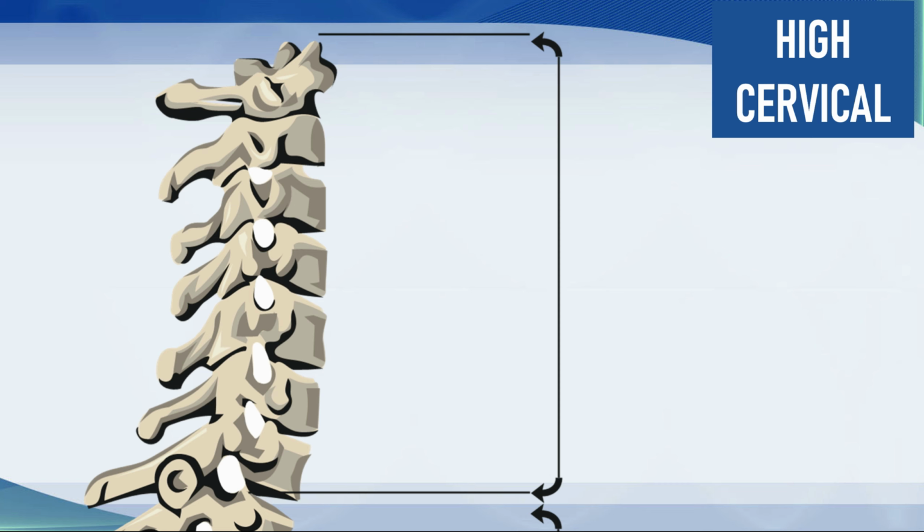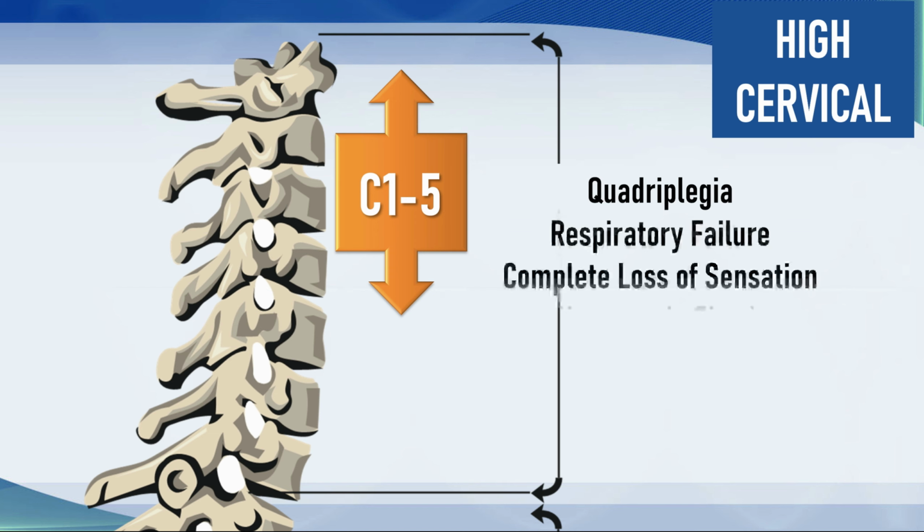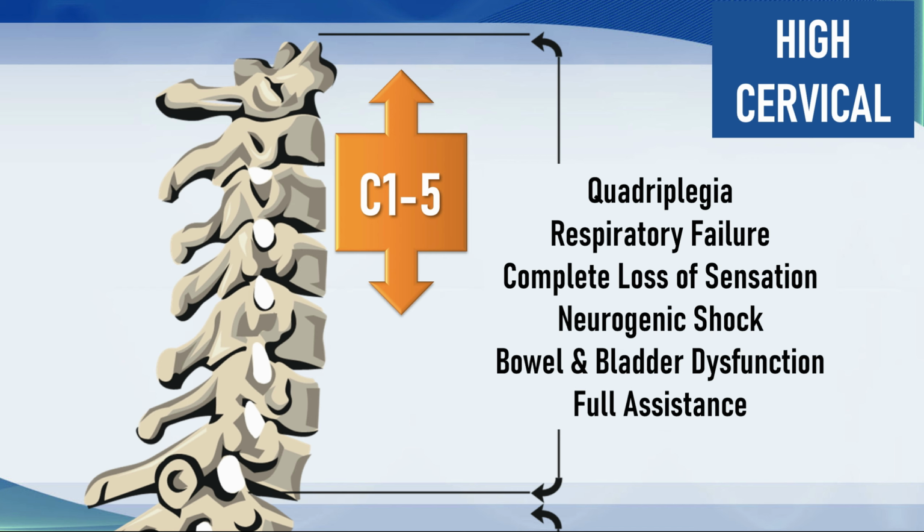If the patient incurs a high cervical spinal injury between C1 and C5, this is absolutely devastating. The patient will be quadriplegic. There will be respiratory failure as the diaphragm is innervated by C3, C4, and C5 spinal nerves. There is loss of sensation below that level, shock, and bowel and bladder dysfunction. The patient requires full assistance.